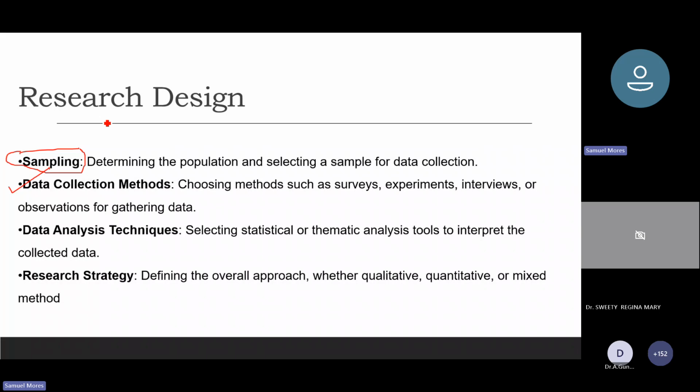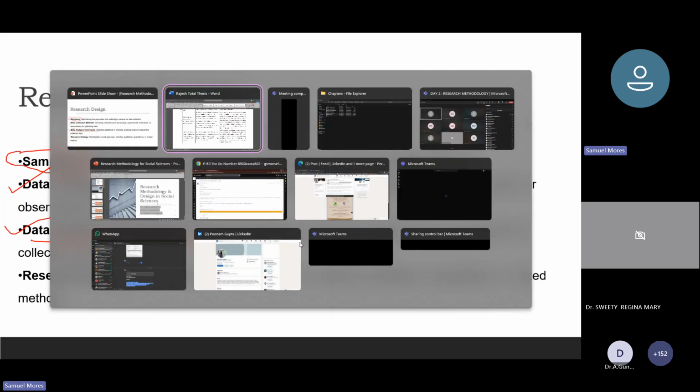And after this, you should talk about what data analysis techniques you are using. Are you using statistical methods? Are you using some qualitative methods? Whatever the methods you are using, you have to explain. This is part of research design.